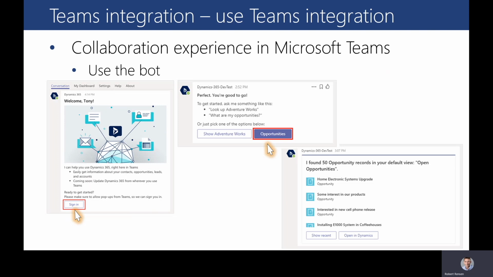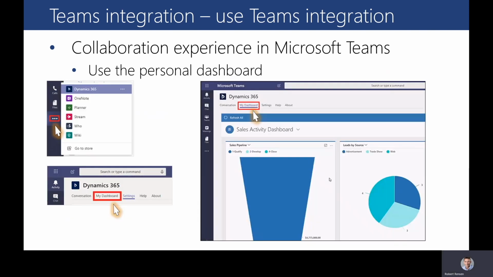You see some preloaded options. For example, select opportunities to have the bot return a list view of records from your default opportunities view. Or, for example, you can search for accounts. You can use the Dynamics 365 app for Microsoft Teams for your own use, but if you want to work with other team members, you can use the team application.